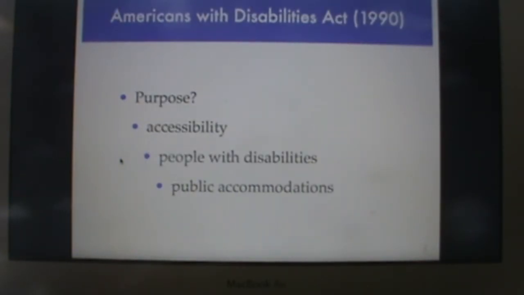Moving on, Americans with Disabilities Act. There's two cases you're reading on this topic, both involving Ellerby Beckett, which is a design firm from Minnesota. The Americans with Disabilities Act, passed in 1990, is really, the main goal of it is to improve accessibility to public accommodations for people with disabilities.